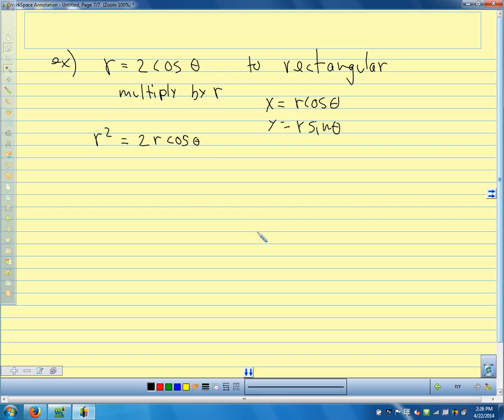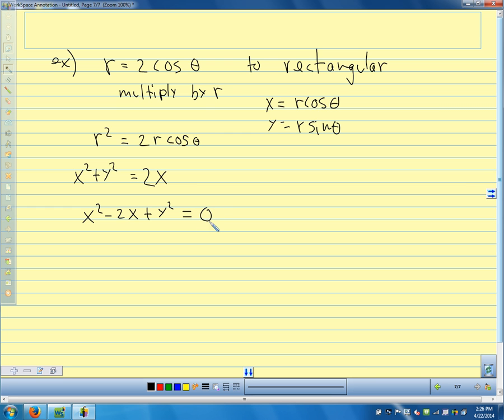Well, that looks a little better, doesn't it? R squared is what in rectangular coordinates? X squared plus y squared. That's kind of nice. And 2 times r cosine theta is 2x. I'm going to subtract 2x from both sides. X squared minus 2x plus y squared equals 0.